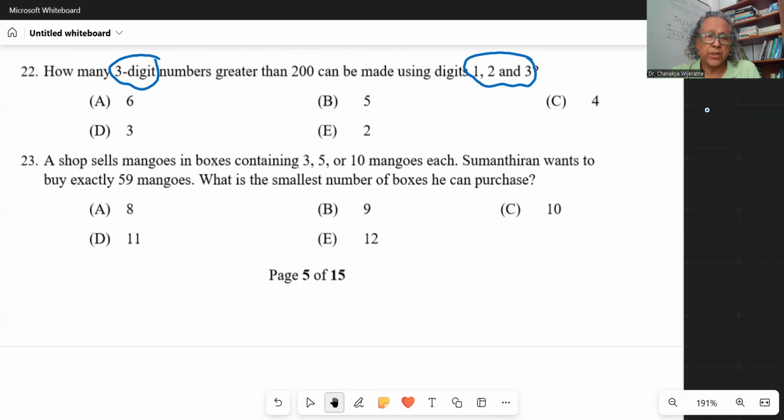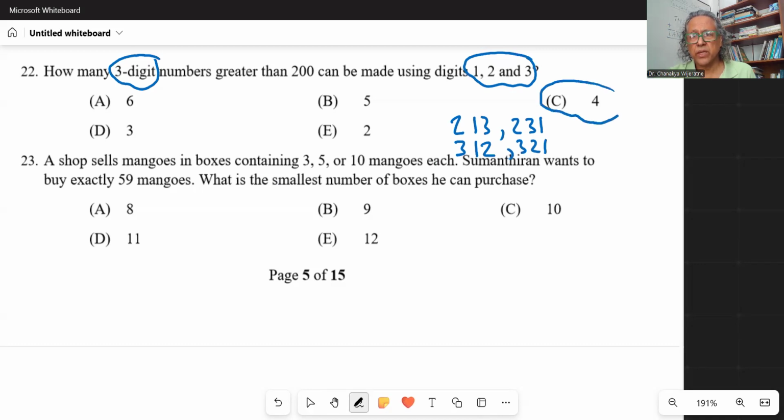Since it is greater than 200, the hundreds digit has to be either 2 or 3, right? Now, if it is 2, then the tens and ones can be 1, 3, or this way. So there are 2 numbers there, and with 3 in the hundreds place, this could be 312 or 321. So there are 4 such numbers we can make.